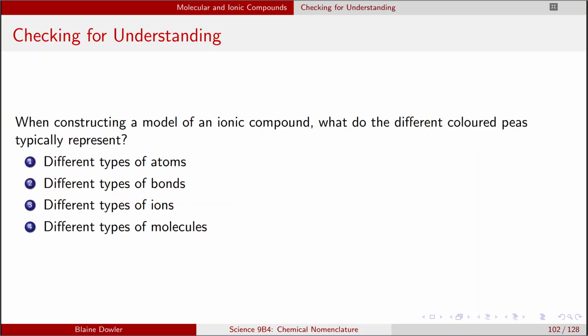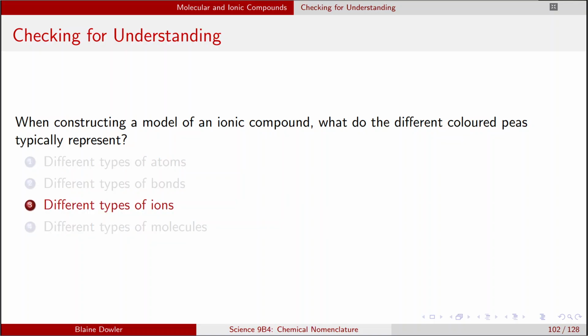When constructing a model of an ionic compound, what do the different colored peas typically represent? Are they different types of atoms, bonds, ions, or molecules? Pause now if you need more time. The different peas are different types of ions.